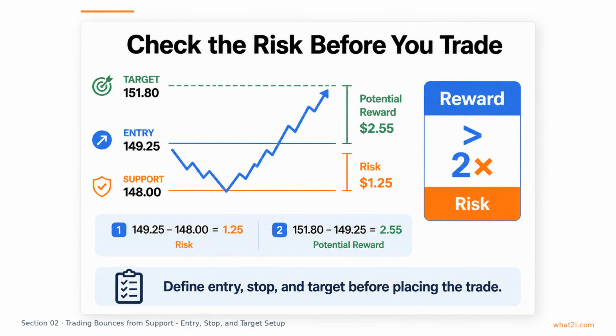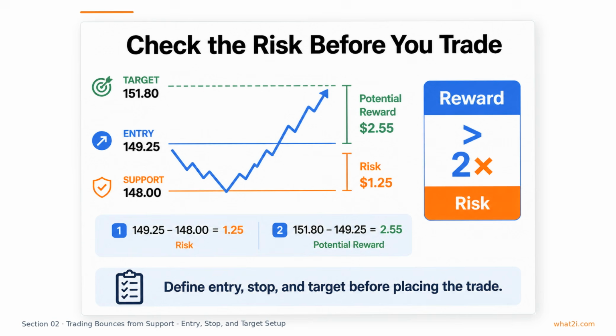Before taking the trade, you want to check whether the upside justifies the downside. In this example, entry at 149.25 and a stop at 148.00 creates a risk of 1.25 per share. A target at 151.80 offers a potential reward of 2.55 per share. That is a little more than 2 times the risk, which makes the setup more appealing. This calculation matters because even good chart patterns should be filtered through risk and reward. A defined setup is helpful, but a defined setup with favorable math is much better.